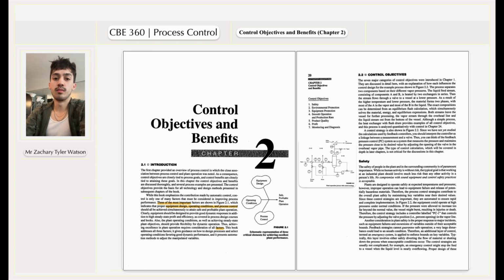CBE 360, this is an excerpt from Marlin's textbook, Process Controls and Dynamics. Chapter 2, Control Objectives and Benefits.